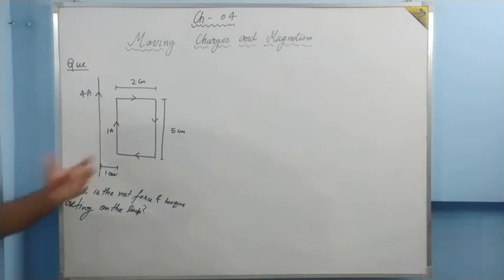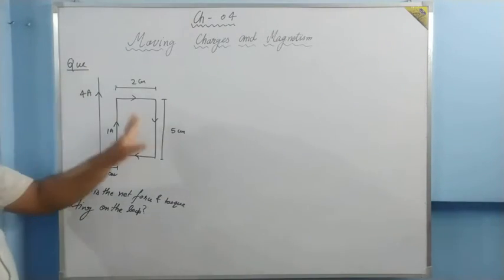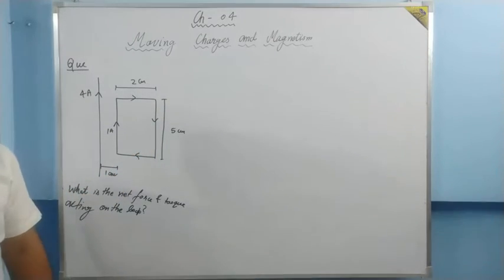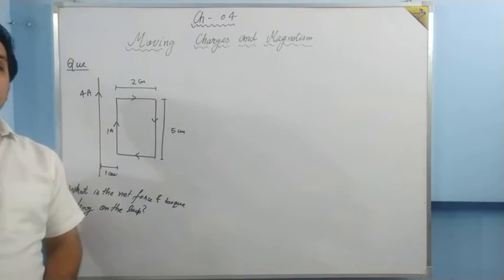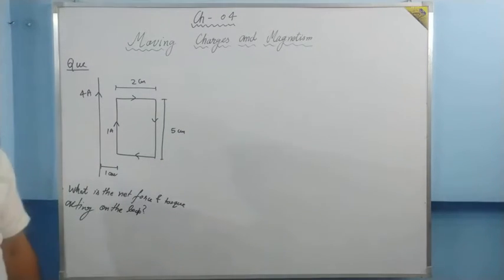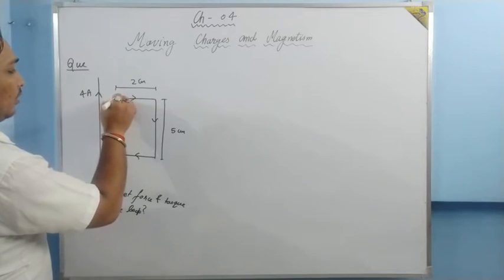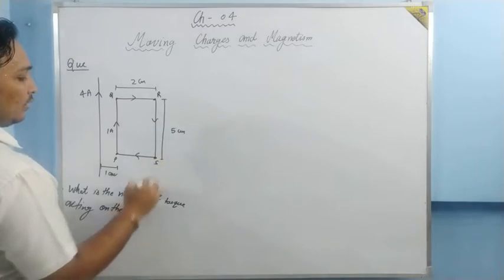Why is there a torque acting on the loop? Because due to this wire there is a magnetic field acting at these points. So basically this loop is kept in a magnetic field, and when a loop is kept in a magnetic field, there are chances that the loop experiences a torque. So let us first understand about the force. Let us name these sides P, Q, R, S.